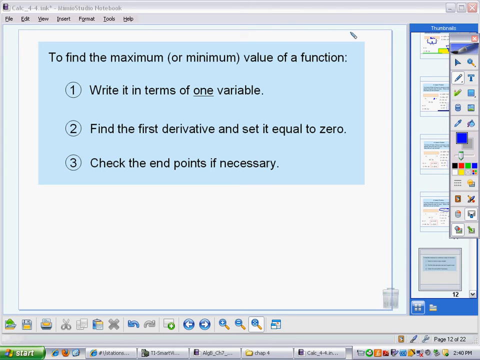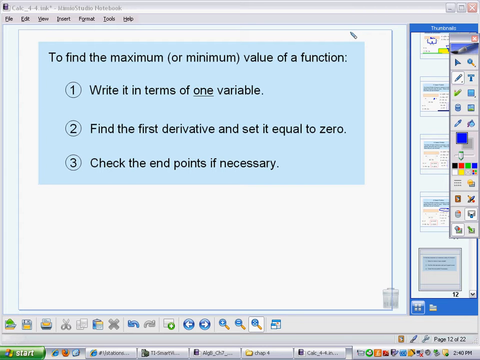So here's how you find the maximum and minimum of an equation. Step one, you write in terms of one variable, often the most challenging piece of the optimization steps. Step two, find the first derivative and set it equal to 0.